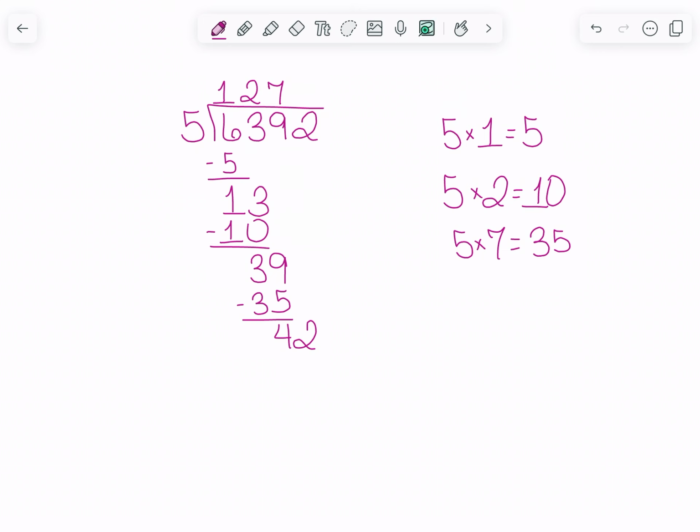So now finally we have 42 divided by 5. We write the 8 at the top and subtract 40 to see that we have 2 left over. But we don't have another digit to bring down. So this means my final solution is 1,278 with a remainder of 2. We often, next to our quotient at the top, the 1,278, write R2 to indicate that we do still have a remainder of 2.